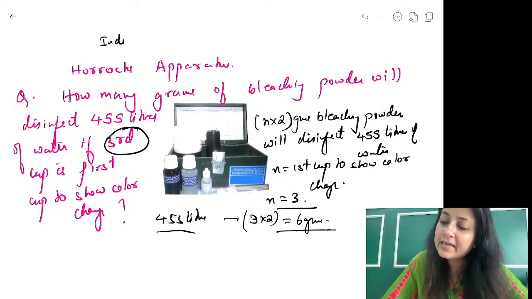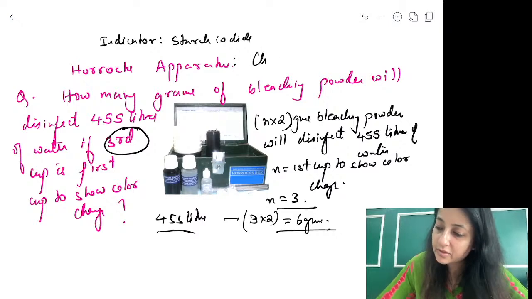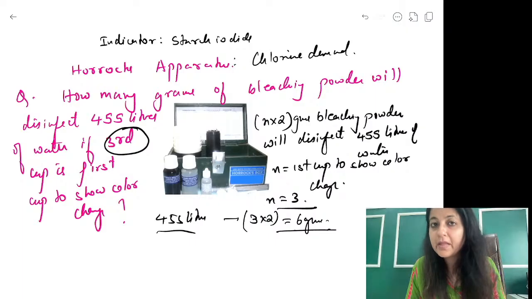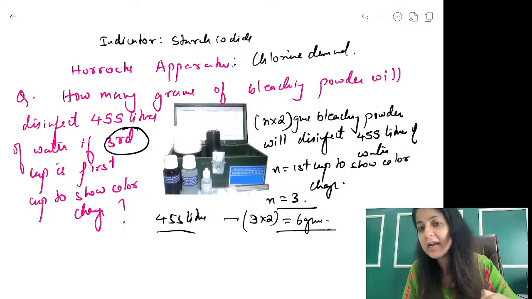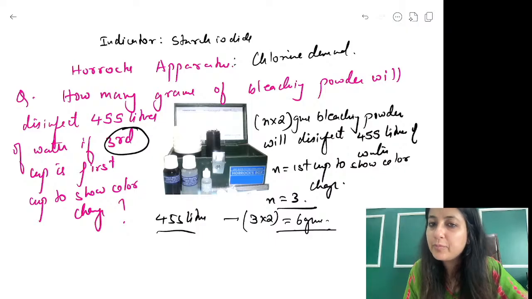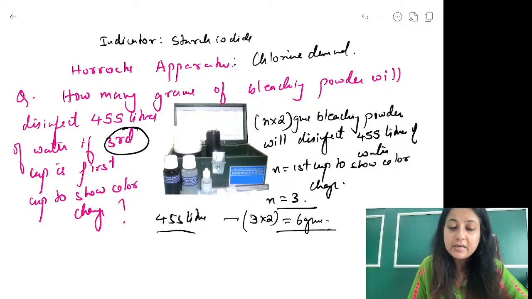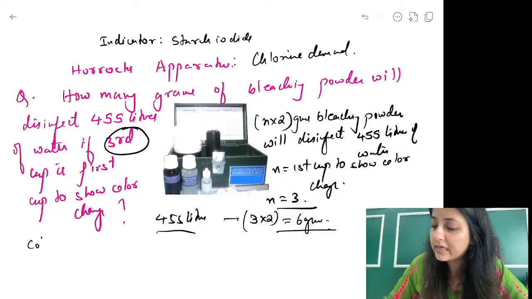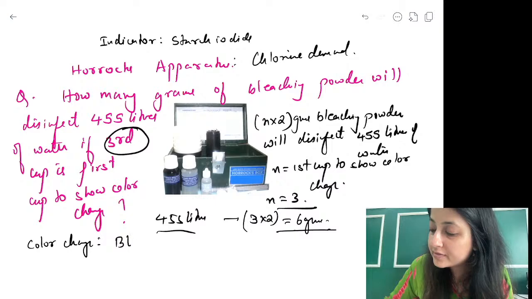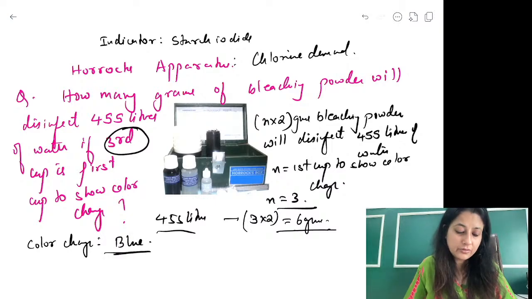And what is the indicator that we use in the Horrocks apparatus? It is starch iodide. What does the Horrocks apparatus measure? It measures chlorine demand. What is chlorine demand? The amount of chlorine needed to disinfect water. After chlorine demand is calculated, we add extra chlorine so that the water remains disinfected. You have 1 black cup, in which you prepare the solution, and 6 white cups. What is the color change that you see on adding the solution? Like in the OTA test it was yellow, here the color changes into blue.